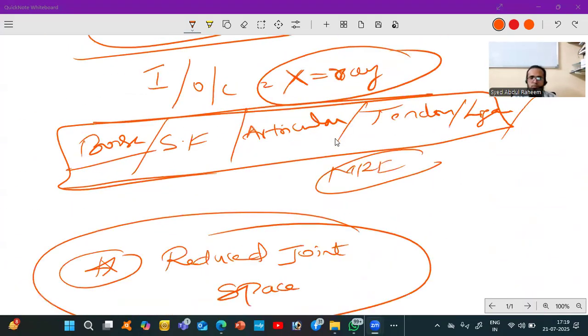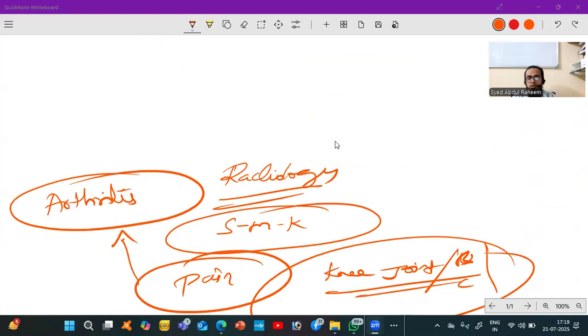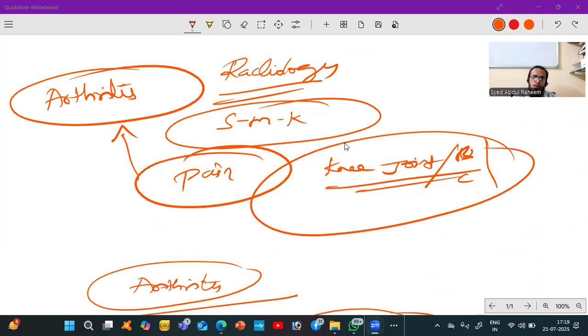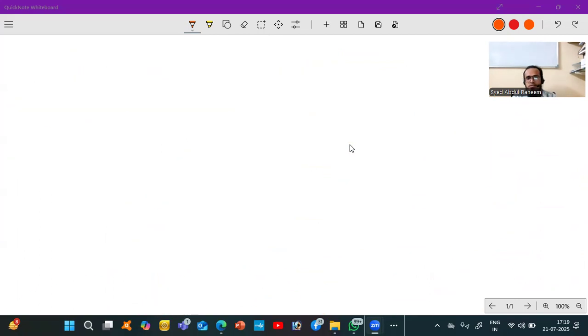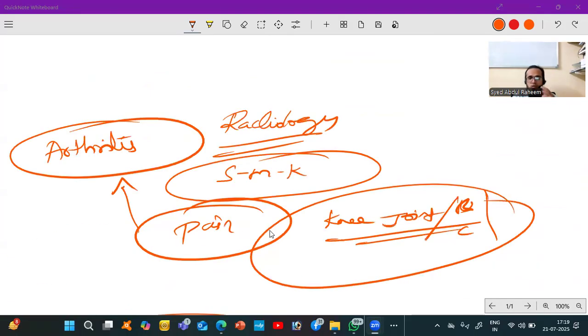So today we discussed the anatomy of the knee and the different types of arthritis. Okay, and the things we have to remember while seeing an X-ray, to differentiate whether it is inflammatory or non-inflammatory. So this is all about today's class. We'll continue tomorrow. Okay.